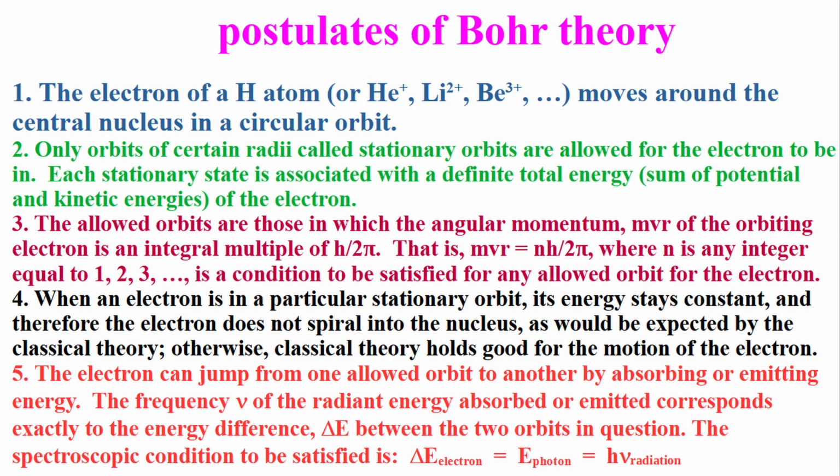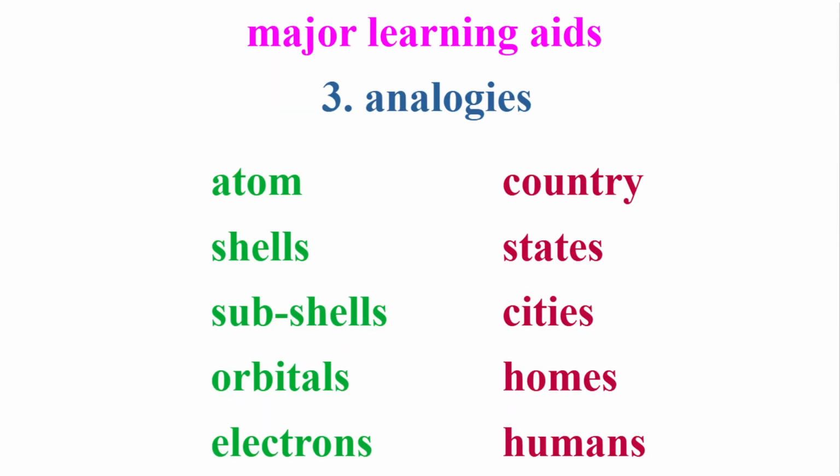In fact, Bohr invokes quantization of electrons' energy in postulate 2 and of its angular momentum in postulate 3. But these are not quantized for the planets and hence do not apply to them. Therefore, it is not at all appropriate to call the whole of Bohr theory as Bohr model. The third major learning aid is analogies.